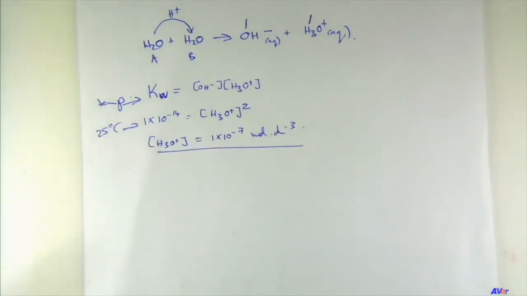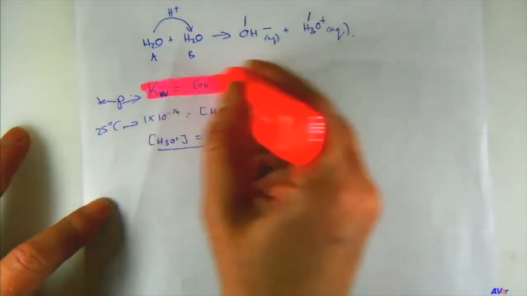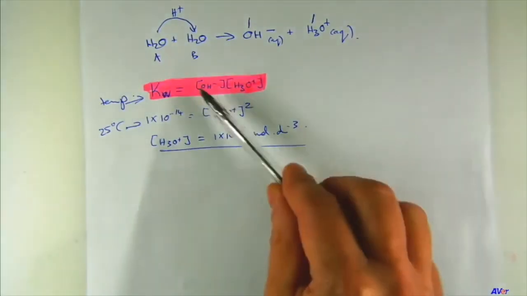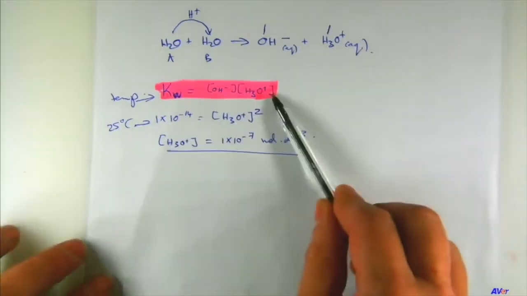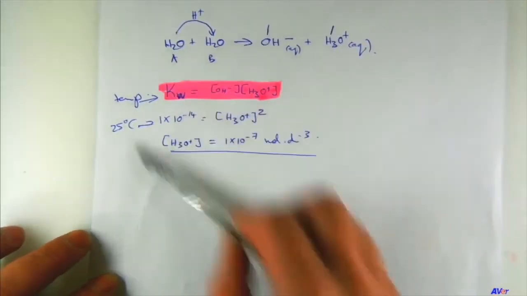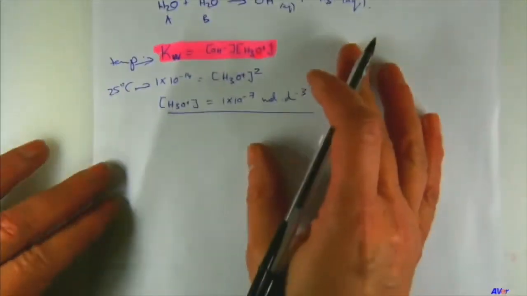Okay. So the first thing you have to remember is that Kw equation. We're going to use that whenever we are in solution and we want to go from OH minus to H plus or from H plus to OH minus. We're always going to do that with the Kw expression. Right. And then the last thing is pH.